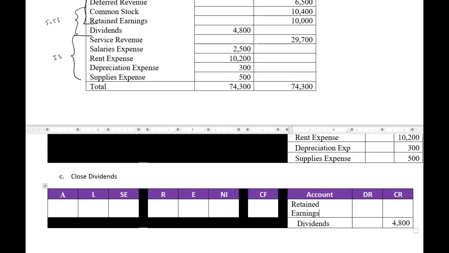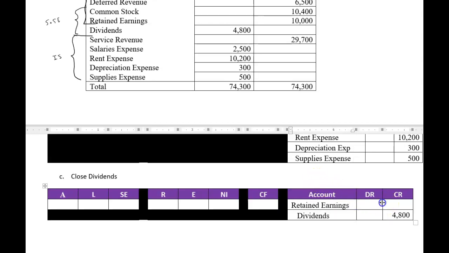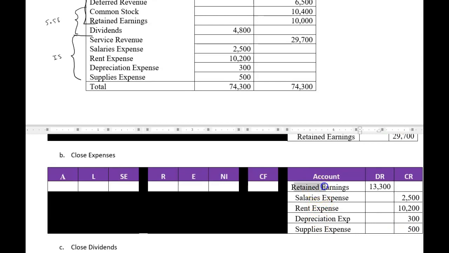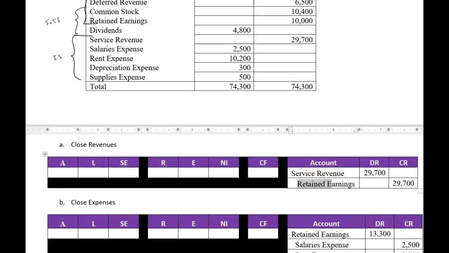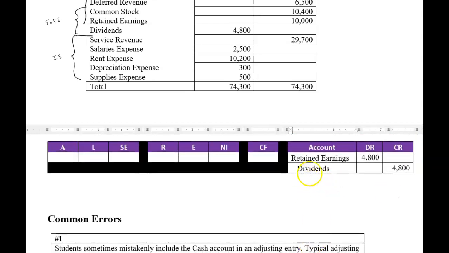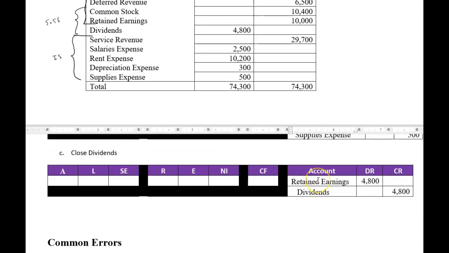Now, your book and your professor may use income summary, and that's perfectly fine. If your class uses income summary, you would actually hit income summary instead of retained earnings. And then you would have one additional entry. So pay attention to that and follow what your class does. We close straight to retained earnings. Again, no impact there.